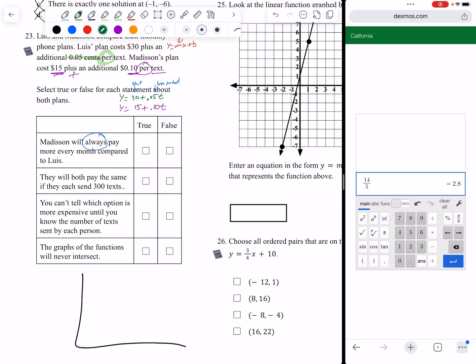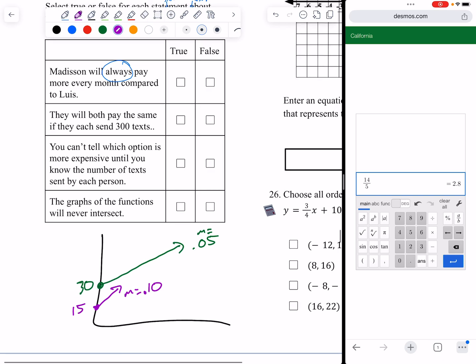So let's see. Luis is green, right? So Luis starts at 30. And the slope is 0.05, right? And then you'll see why I did it this way. This is why I love this equation. And then Madison starts at 15. So let's just say it's right here. But the slope is 0.10. And 10 is bigger than 5, which means it's steeper. So I'm going to draw it like this. So there's your m equals 0.10. Okay.